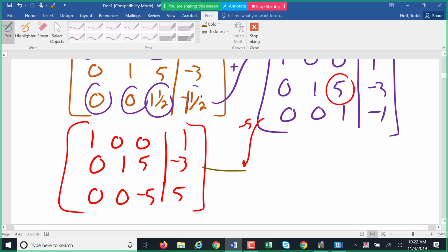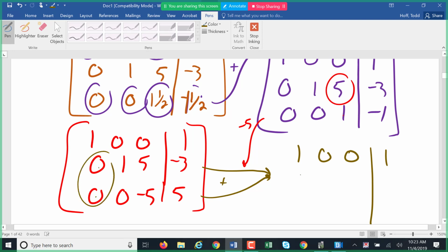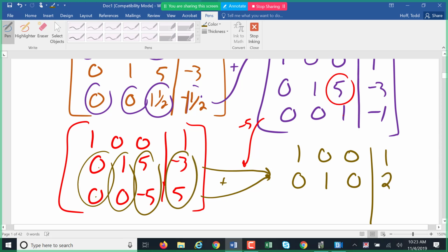And now I'm going to combine the bottom two rows and replace the middle row. So my top row, 1, 0, 0, 1, stays the same. My middle row, 0 plus 0 is still 0. 1 plus 0 is still 1. 5 plus negative 5 is 0. Negative 3 plus 5 is 2. And for my bottom row, I'm going to go back to what I had before, 0, 0, 1, negative 1.